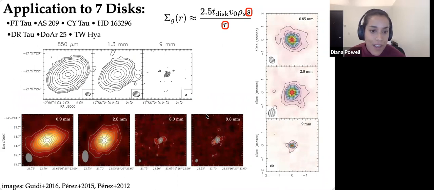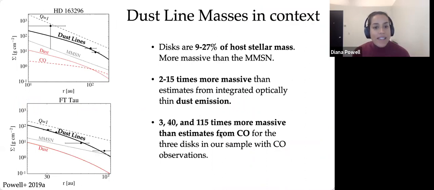Okay, so I've applied this model to 7 protoplanetary disks with previous millimeter observations that show decreasing disk radial extent with wavelength. And so here I'm showing some of the observations for 3 out of the 7 disks in our sample. And so we can do a lot with this modeling, but one of the key things that we found is that disk masses are larger than we initially expected.